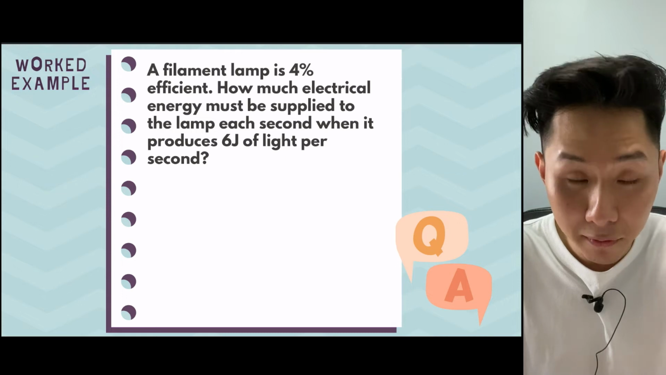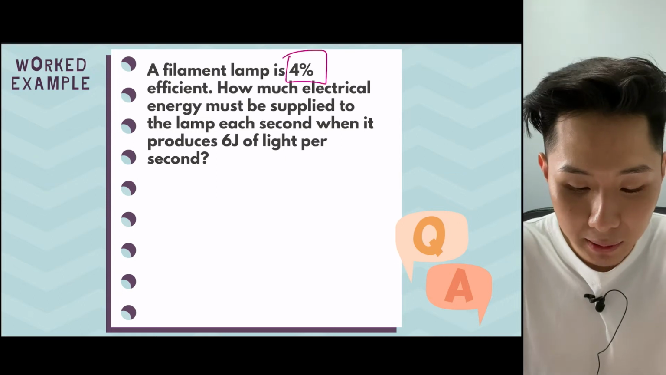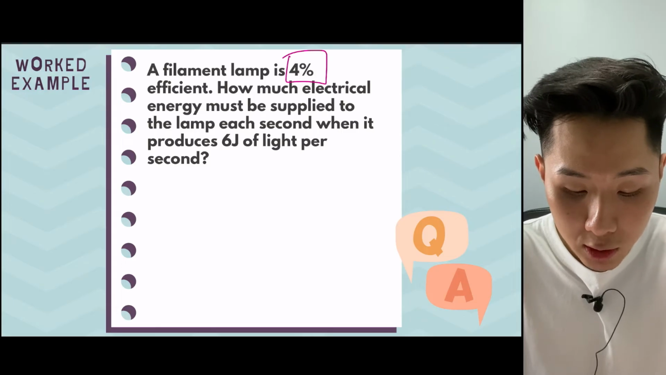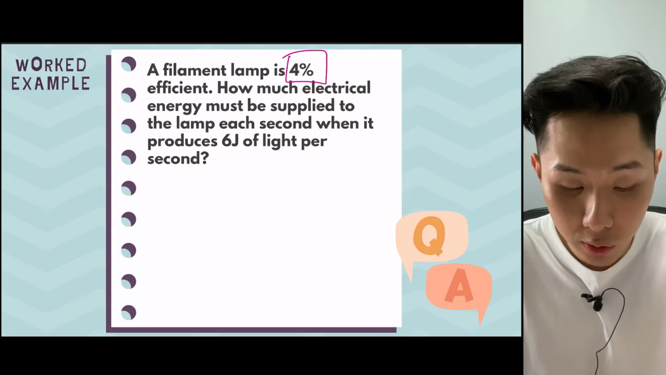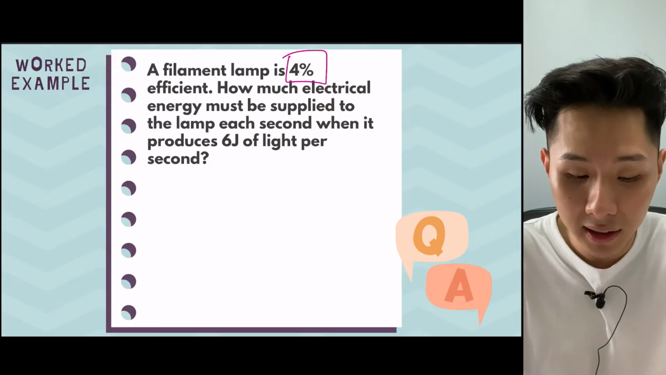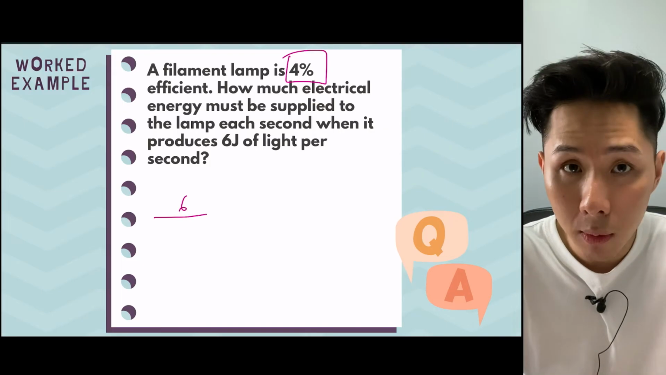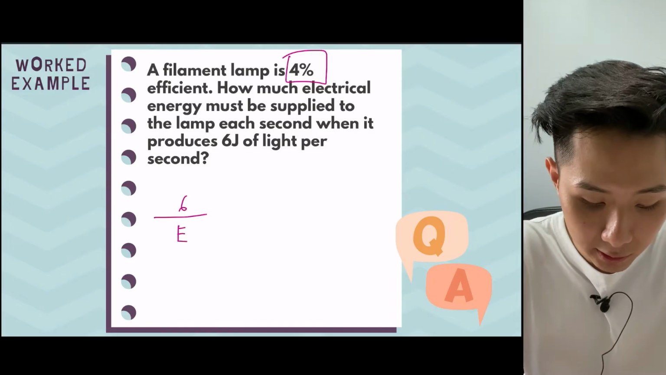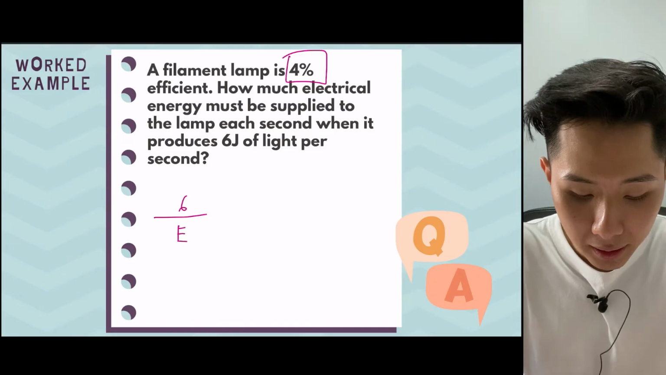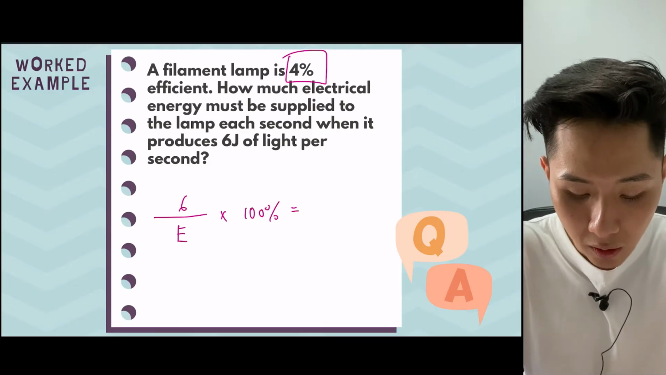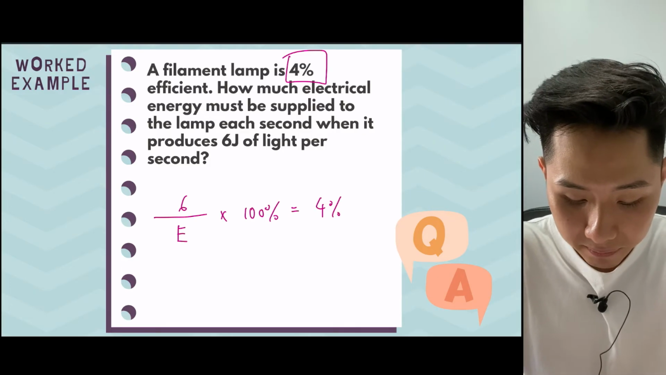A filament lamp is 4% efficient. So now they use a percentage sign. How much electrical energy must be supplied to the lamp each second when it produces 6 joules of light energy per second? So the useful energy here is 6, but we don't know how much we need to provide, so this is going to be unknown, E. Multiplied by 100% because they are using the percentage sign, which will be equal to 4%.